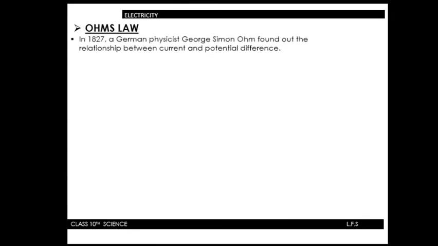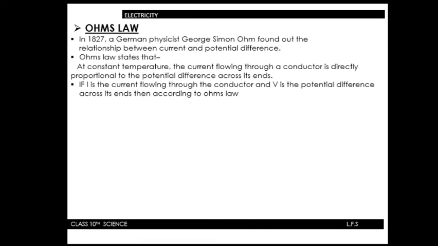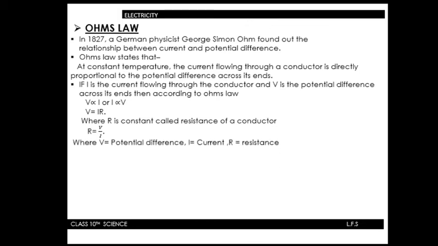Ohm's law. In 1827 a German physicist, George Simon Ohm, found out a relationship between current and potential difference. So he stated one law that is known as Ohm's law. The law states that at constant temperature, the current flowing through a conductor is directly proportional to the potential difference across its ends. Clear? If I is the current flowing through the conductor and V is the potential difference across its ends, then according to Ohm's law, V is proportional to I, or I is proportional to V. V equals IR, where R is a constant called resistance. So R equals V upon I, where V is potential difference, I is current and R is resistance. So V equals IR, or we can write I equals V upon R.